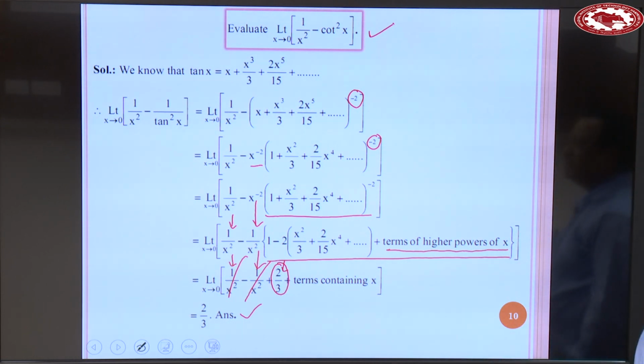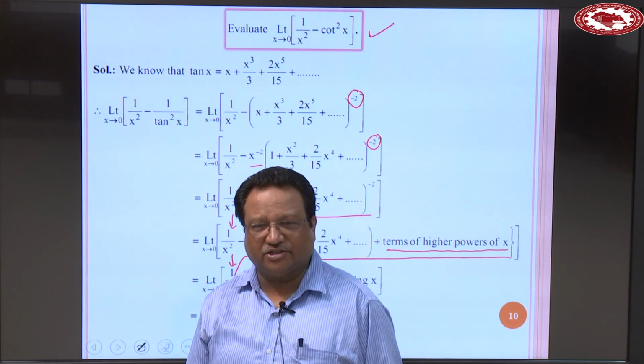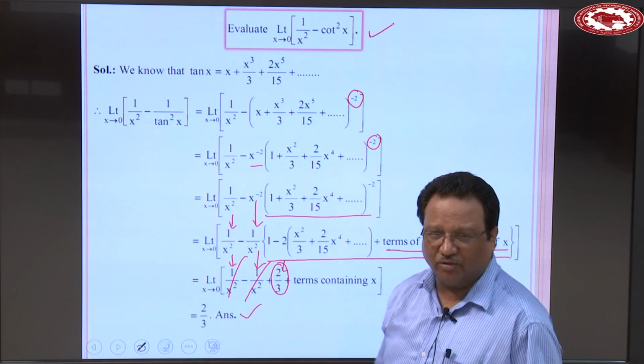So here we use the concept of expansion, not directly Cauchy's rule or L'Hospital rule.